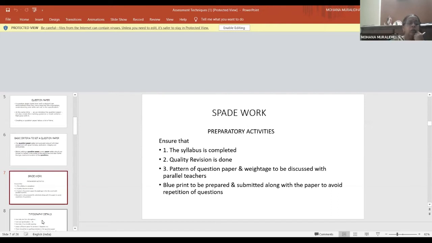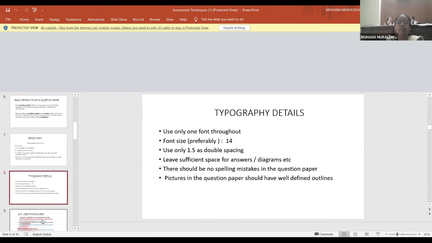So what is that? Typography. Again, on the paper, the way you put the font and all that is very, very important. Your font should not be very small. It should not be too big. It should be student friendly. We use only one font throughout, not questions smaller or questions bigger. We need to use the same font size throughout. When I say the same font size, it can preferably be 14.